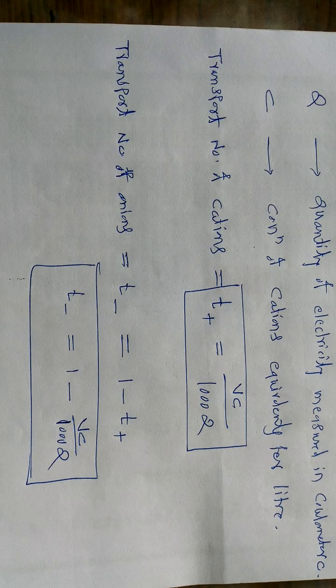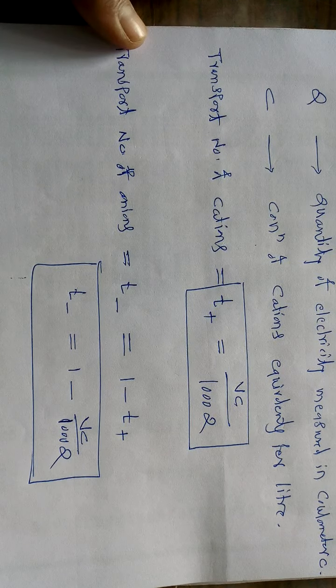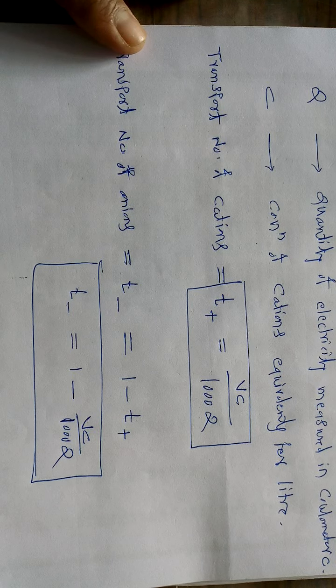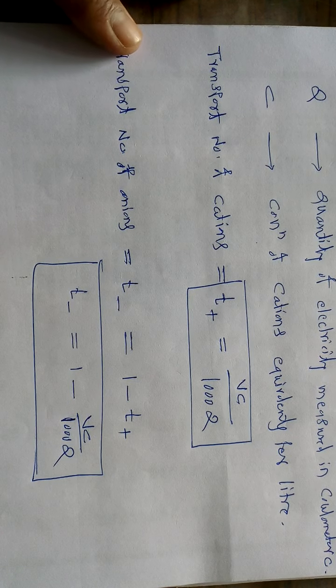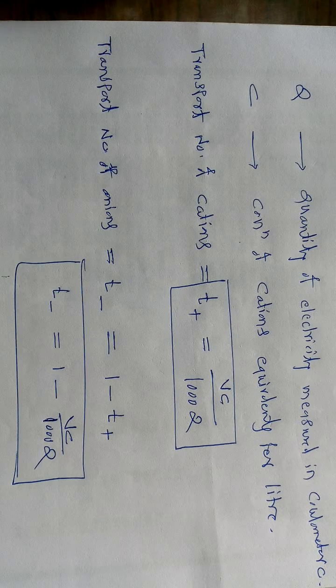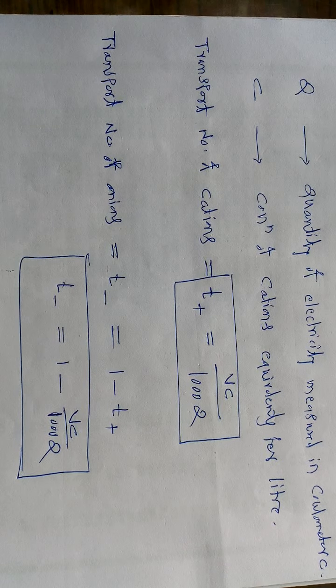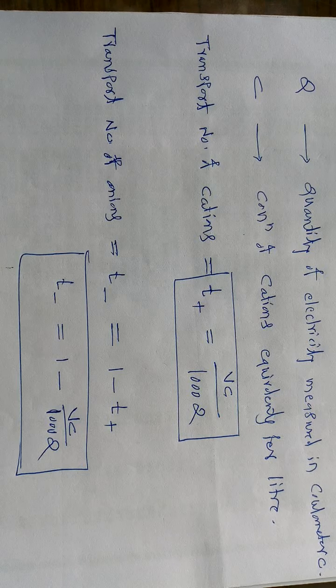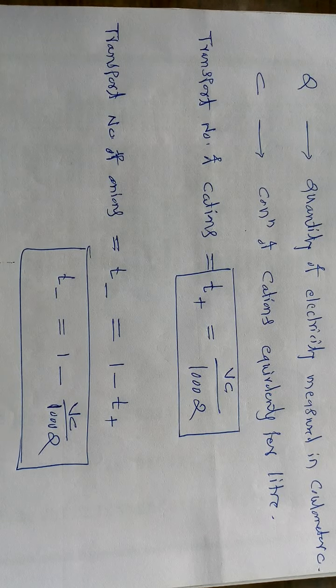As far as the magnitude of the transport number of ions is concerned, it is to be observed that it is unaffected by the applied current strength. These transport numbers are unaffected by the applied current strength, but some change can take place with variation in the concentration of the solution. If we change the concentration of the solution, there may be a change in the transport number, but it is not affected by the applied current strength.